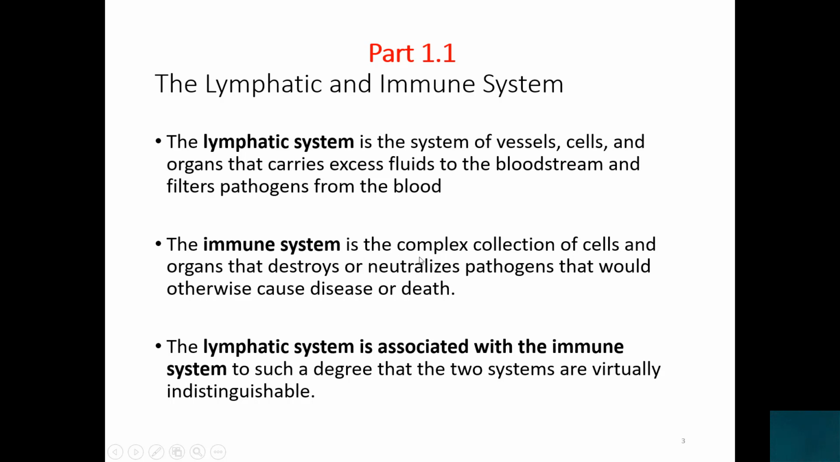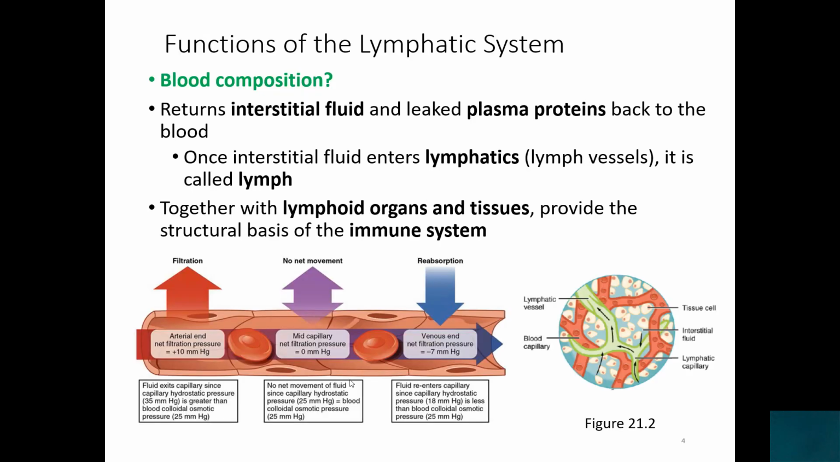The immune system is a complex collection of cells and organs that destroys or neutralizes pathogens that would otherwise cause disease or death. And most of those cells and organs are shared with the lymphatic system. So, those two systems, the lymphatic system and immune system, are associated to such a degree. They are interconnected and they are virtually indistinguishable. So, we study them together.